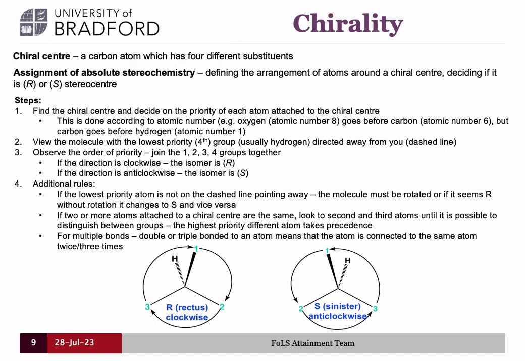If 2 or more atoms attached to a chiral center are the same, then you need to look at the second and third atoms until it is possible to distinguish between groups, and the highest priority different atom takes precedence. And then for multiple bonds, double or triple bonded to an atom means that the atom is connected to the same atom twice or 3 times.